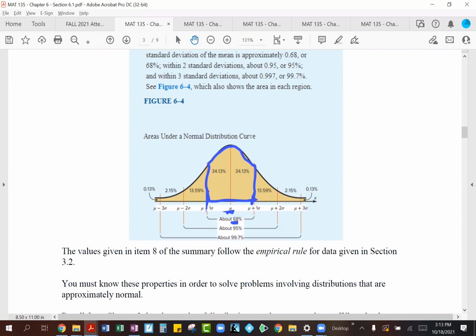68.26. If you go 2 standard deviations away from the mean, so start at the mean and go 2 standard deviations below and 2 standard deviations above, so that would be everything in the middle, and then this area from 2 and 2, that comes out to be approximately 95%.